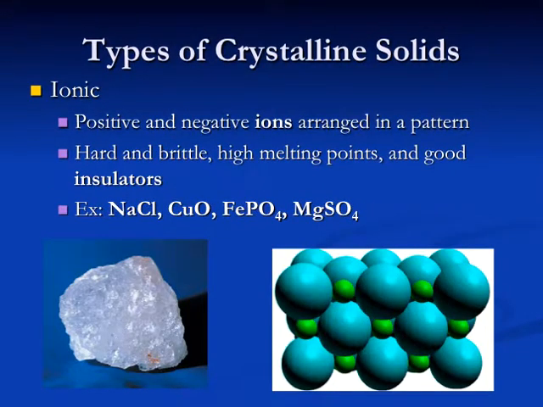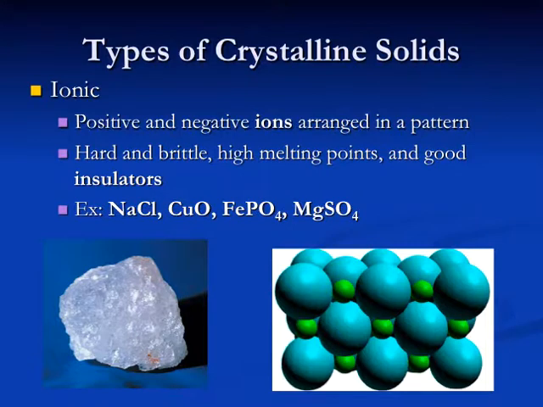The other two types of crystalline. So crystalline in general is atomic, ionic, or molecular. So I'll talk about ionic next. We've talked about this a fair amount already, but positive and negative ions are arranged in a pattern, so the positives are closest to the negatives, negatives closest to the positives. They are hard and brittle, as you can see here, high melting points, and are good insulators.